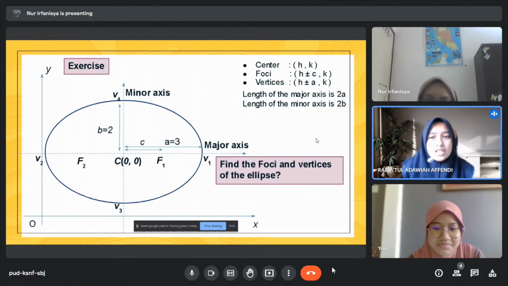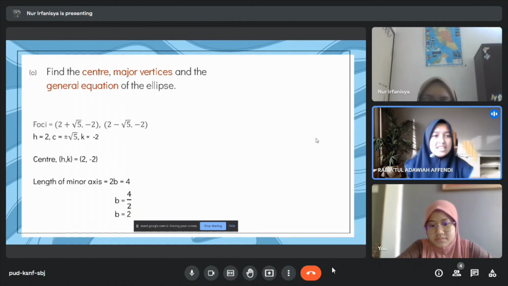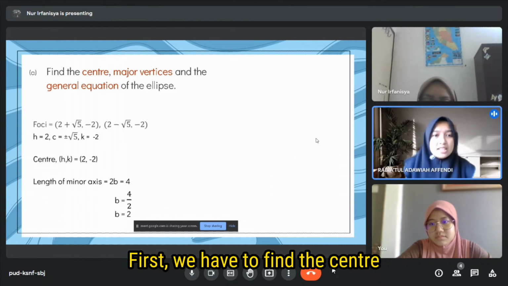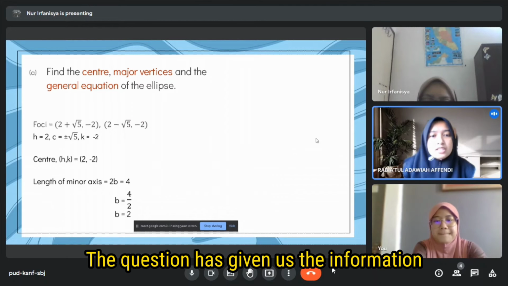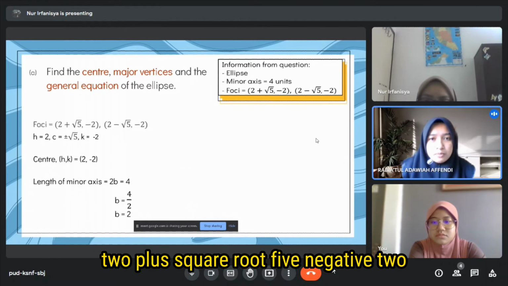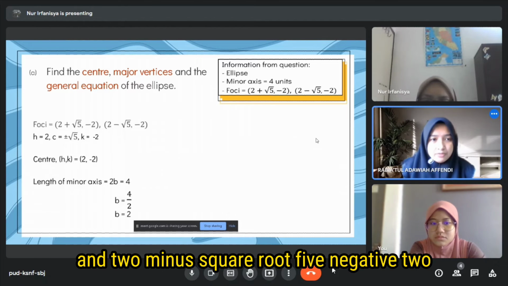Now we move back to the question. Question 2A asks us to find the center, major vertices, and the general equation of the ellipse. First, we have to find the center. The question has given us the information that the shape is an ellipse, the minor axis is 4 units, and the foci are (2 + √5, -2) and (2 - √5, -2).